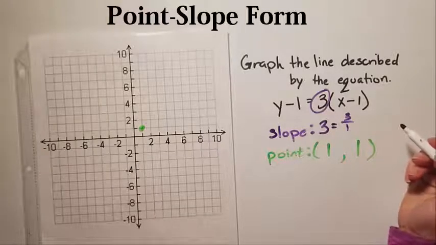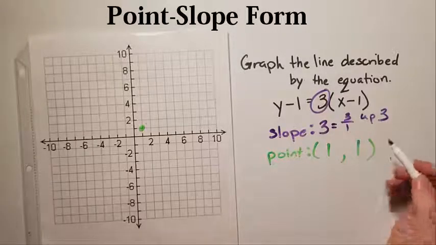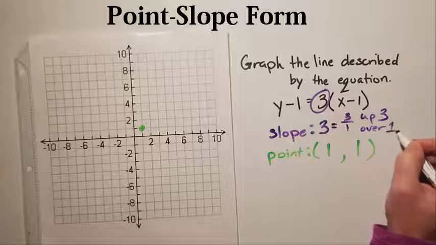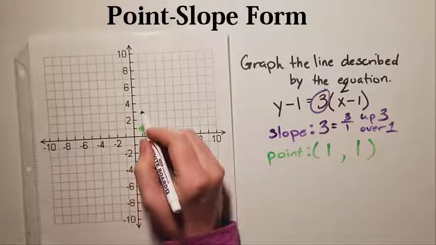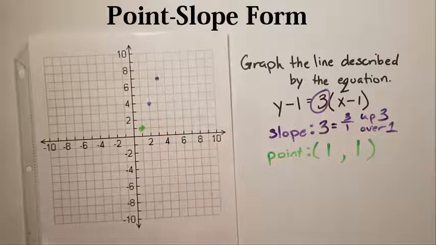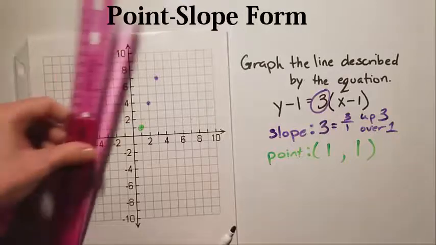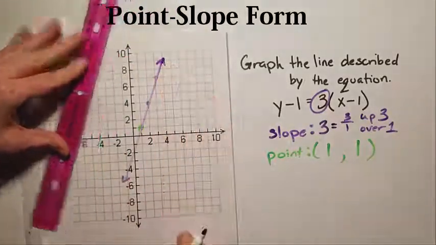The top being a 3 means we're going to go up 3, and the denominator being a 1 means we're going over 1. So from the point I was given, I'm going to go up 3, 1, 2, 3, over 1. I now have 3 points that I can connect on my line, and then I can graph them. So we're done.